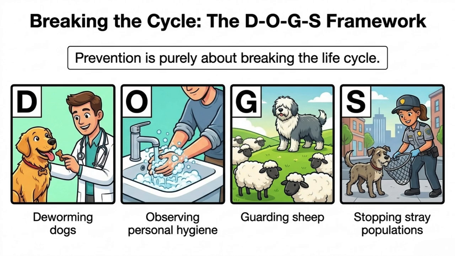D for deworming dogs, O for observing personal hygiene, like washing your hands, G for guarding sheep to keep them away from infected feces, and S for stopping stray dog populations. It perfectly targets the weakest links in the parasite's entire journey.